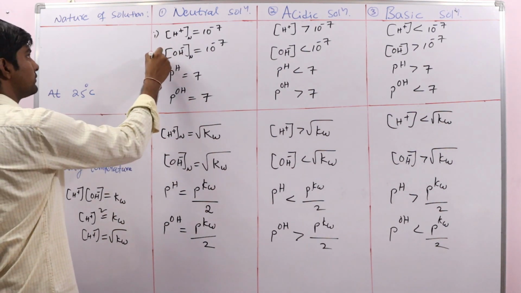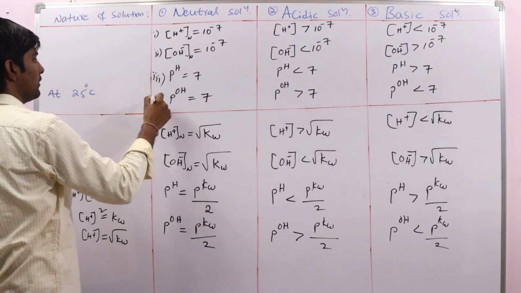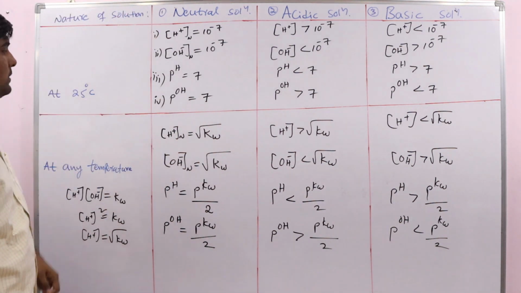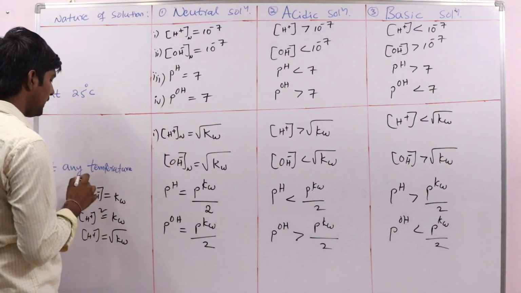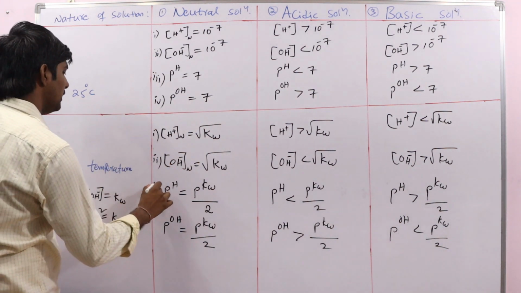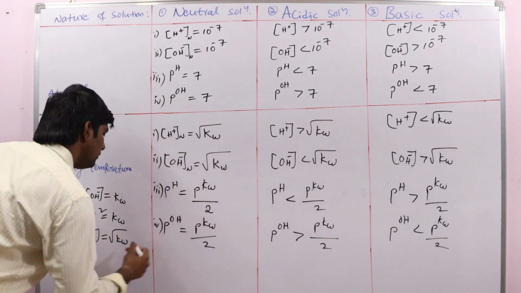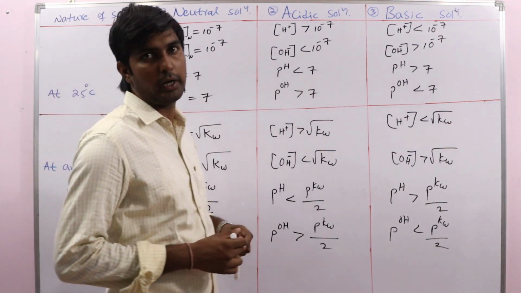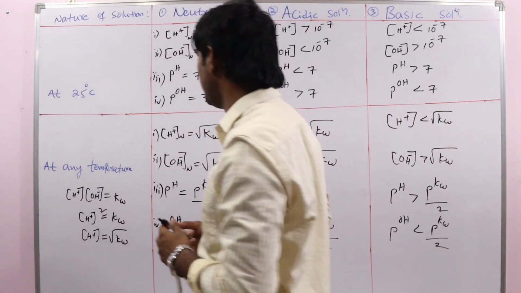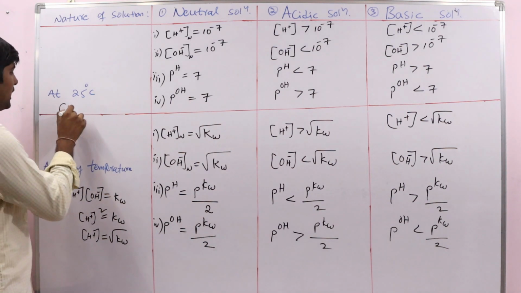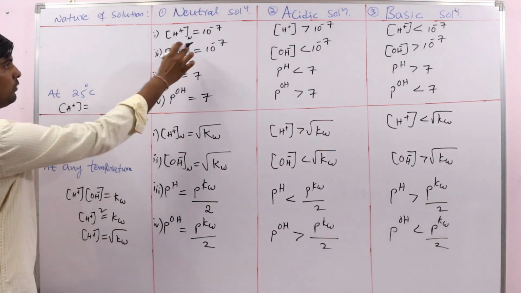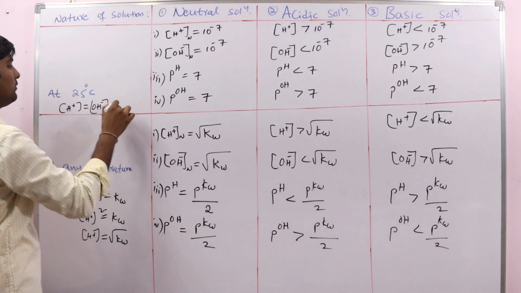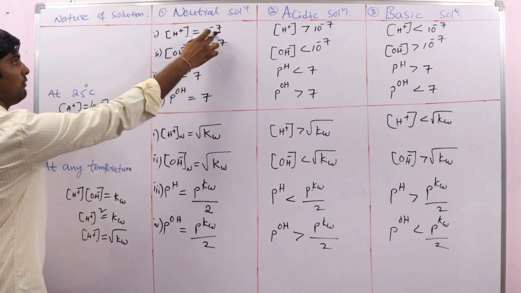Okay, so here, this is for the neutral solution at 25 degrees centigrade and this is at any temperature. So only by using some simple relations we are getting all these. Yes or no? Just understanding is important. At 25 degrees centigrade, H plus ion concentration is equal to OH minus ion concentration in the neutral solution. Yes or no? So that is equal to how much? 10 power minus 7.